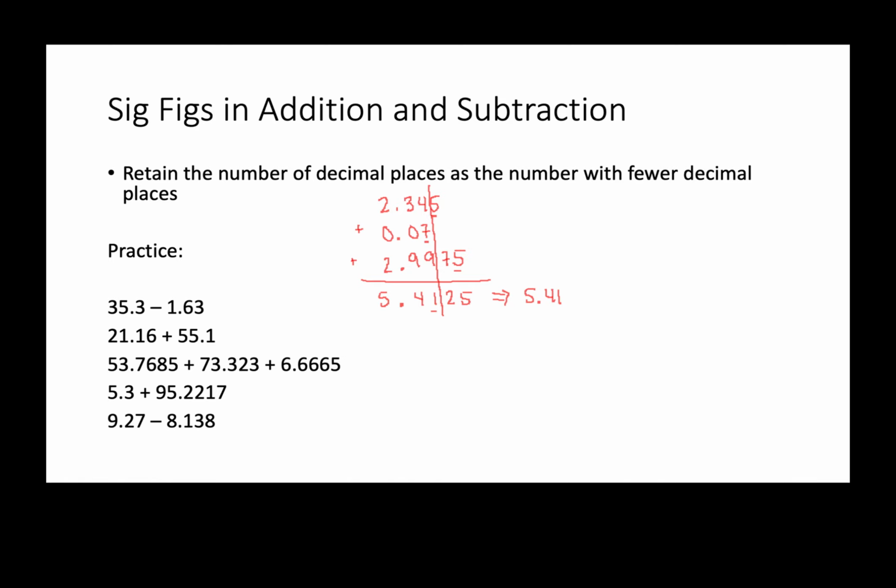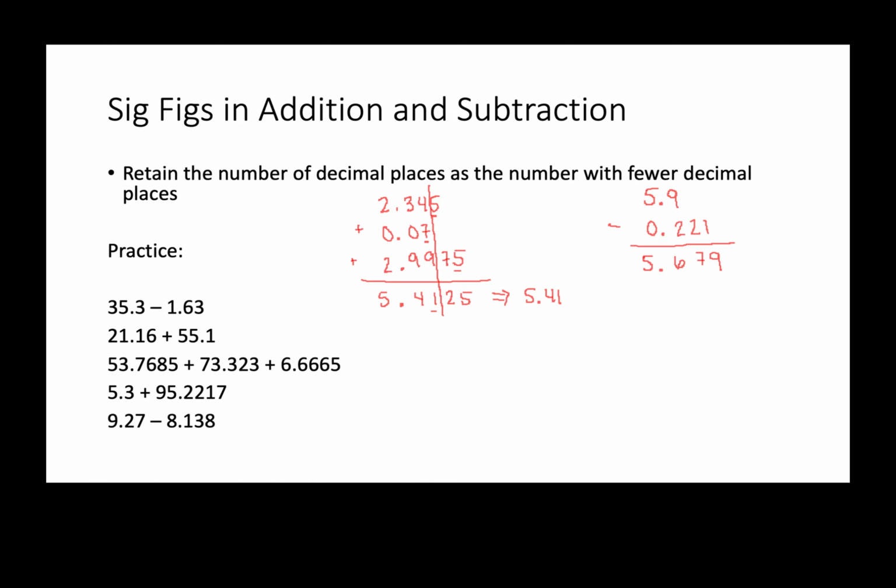For subtraction, we're going to do the same thing. So imagine we are subtracting 5.9 minus 0.221. So again, if you want to use a calculator, you are welcome to. But our answer is going to be 5.679.